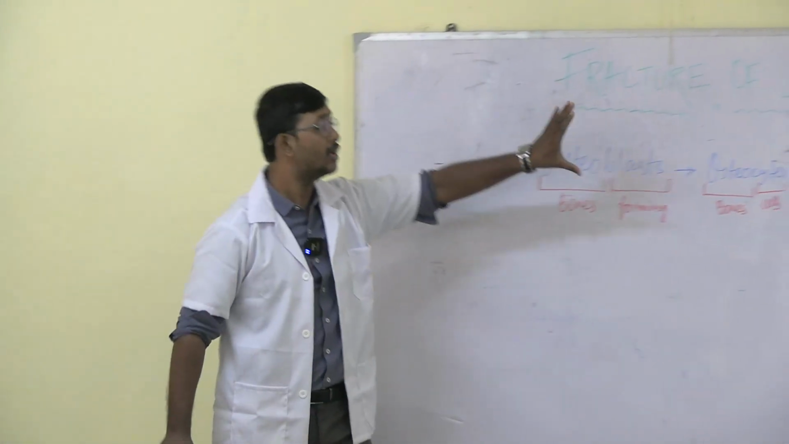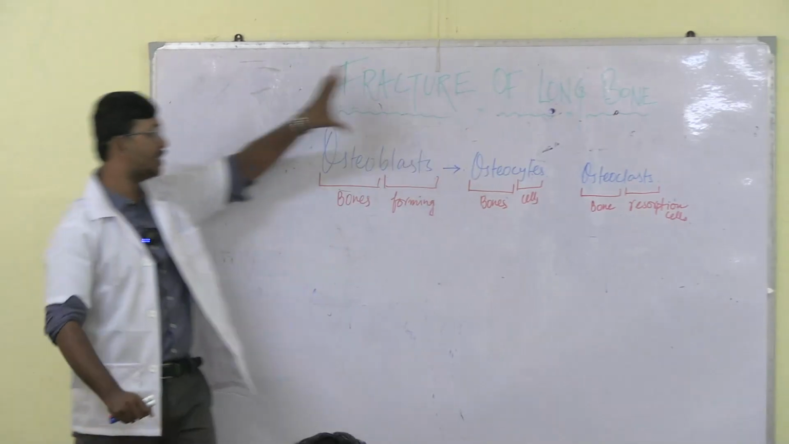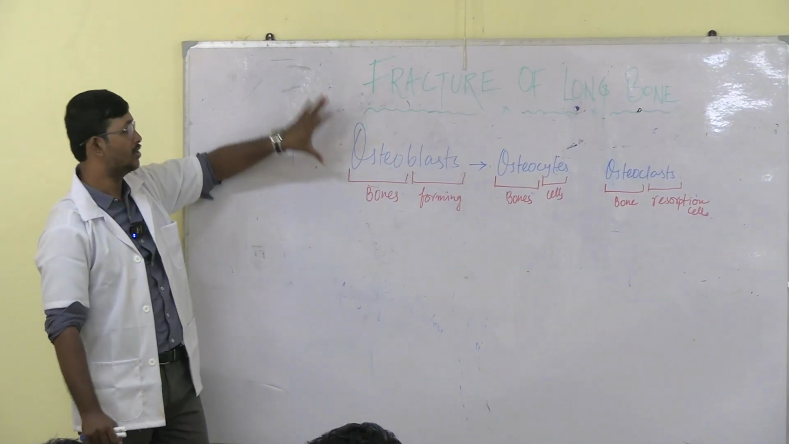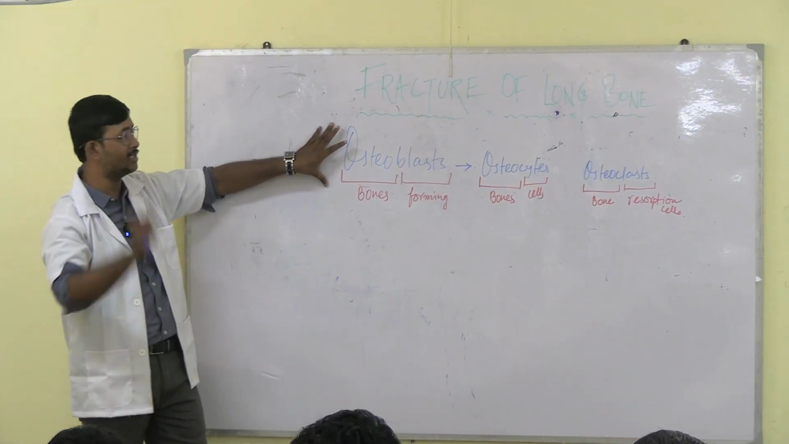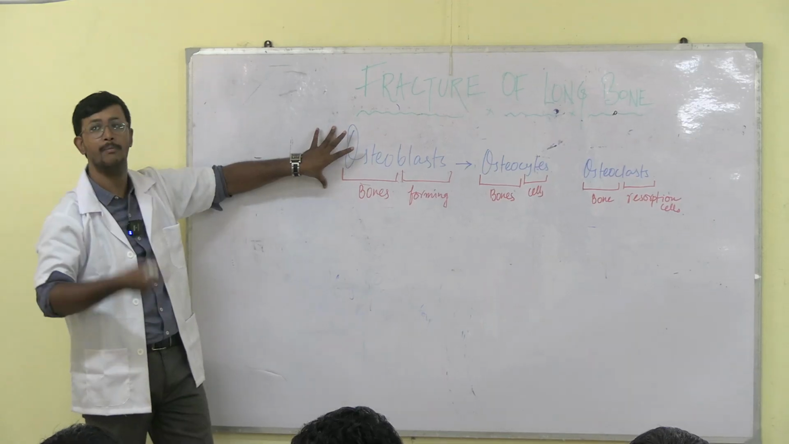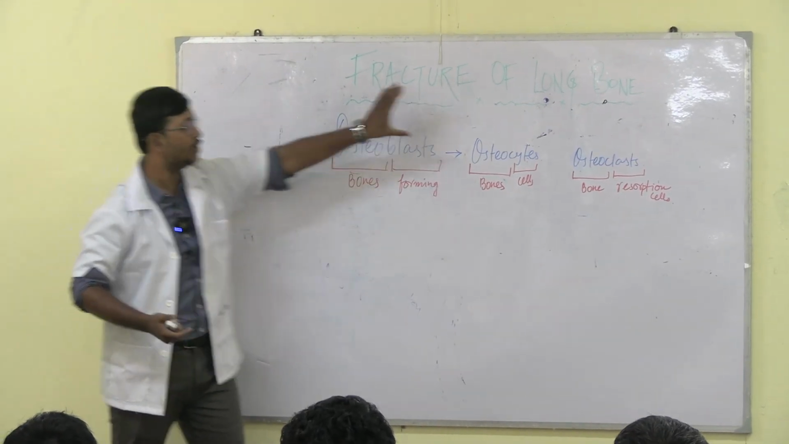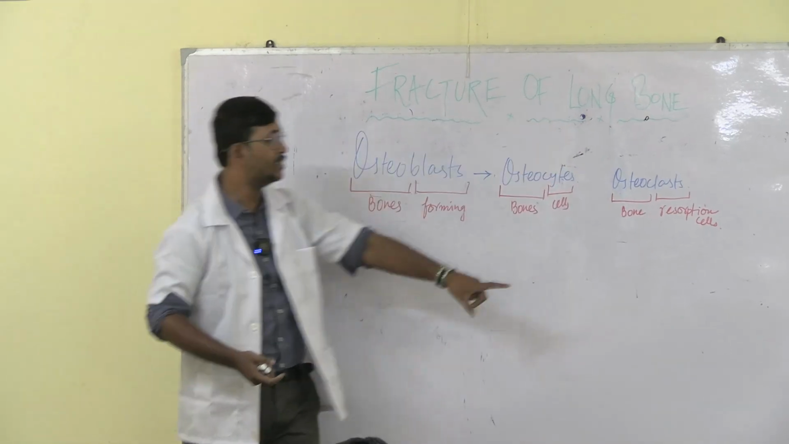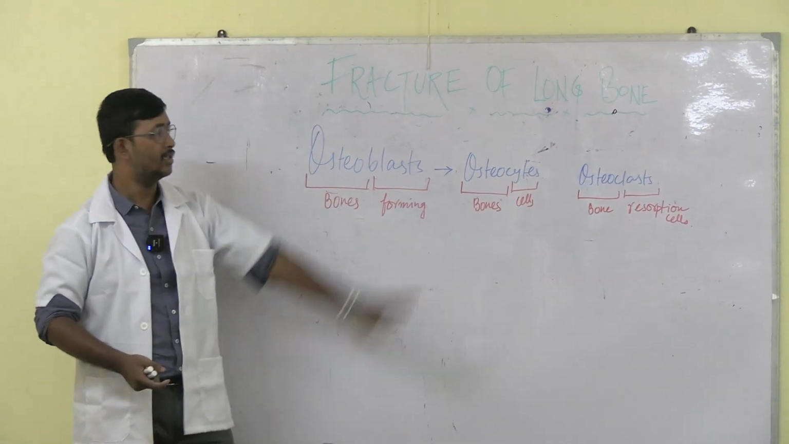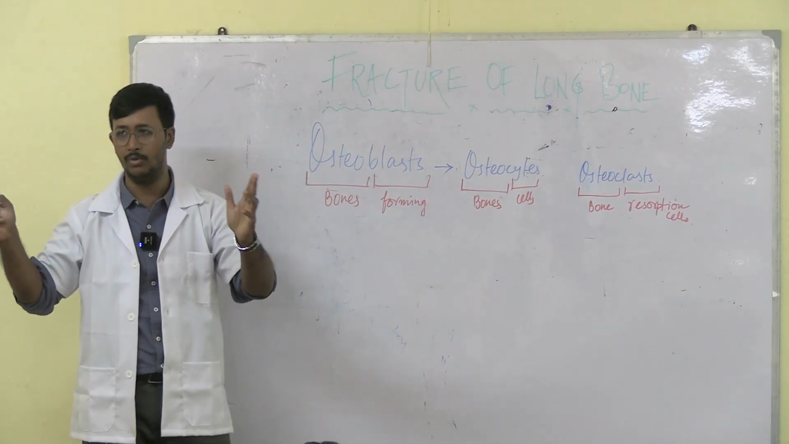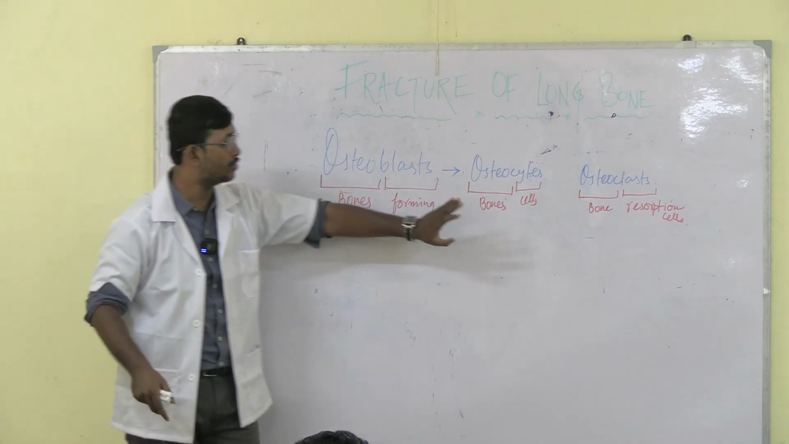That bone is formed by osteocytes, and osteocytes are formed by osteoblasts. So osteoblasts are certain cells that help in formation of bones. How? By converting themselves, these osteoblasts, into osteocytes. These osteocytes are the bony cells. They join together to form the whole bone. Okay, that is the osteocytes.